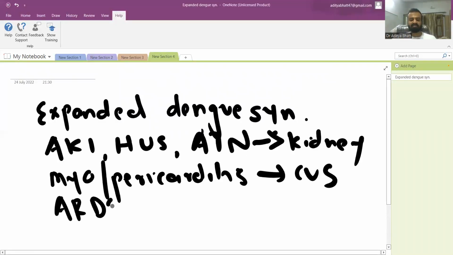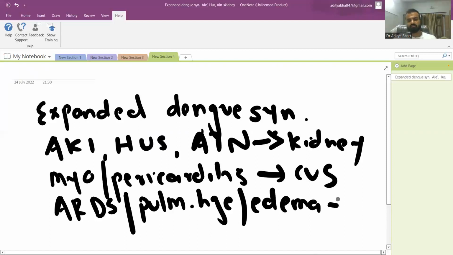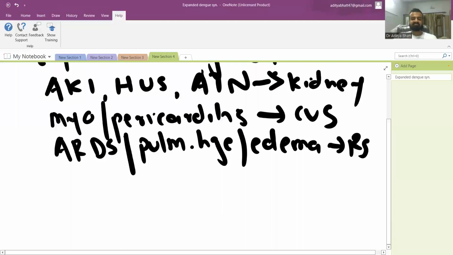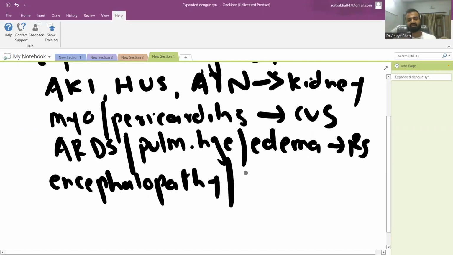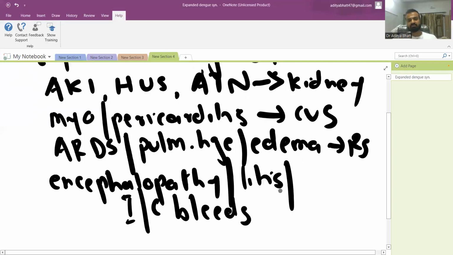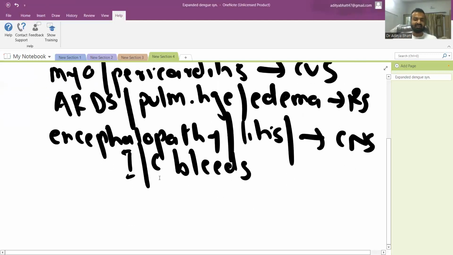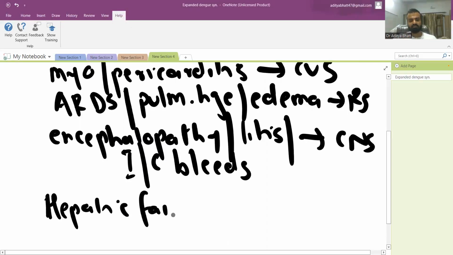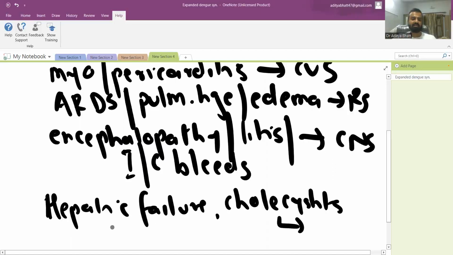Then there is respiratory involvement. What happens in respiratory involvement? There is ARDS, pulmonary hemorrhage, edema and effusion. So that is RS involvement. Then in the CNS we have encephalitis, encephalopathy. There are seizures, which might be febrile or due to the encephalitis or encephalopathy, and there might be intracranial bleeds. So that is what is involved in the CNS. Then we see hepatic failure, cholecystitis or cholangitis, and even pancreatitis. So that is GI involvement.